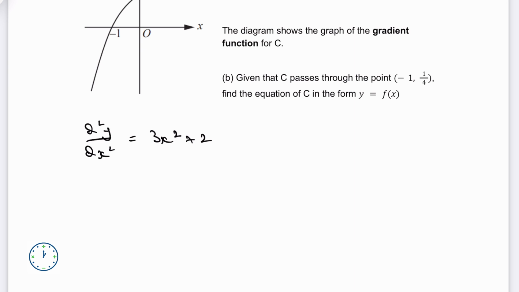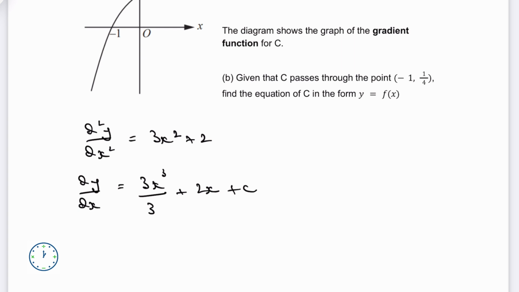What I'm going to do is integrate that back again. If I integrate it once, it's going to give me dy by dx equals, and I'm going to add 1 to the index and divide by the new index, so that's going to be 3x to the 3 divided by 3 plus, now it was 2, it's 2x to the 0, if you like, so I add 1 to the 0 and I get 2x. And don't forget, I also have a constant.